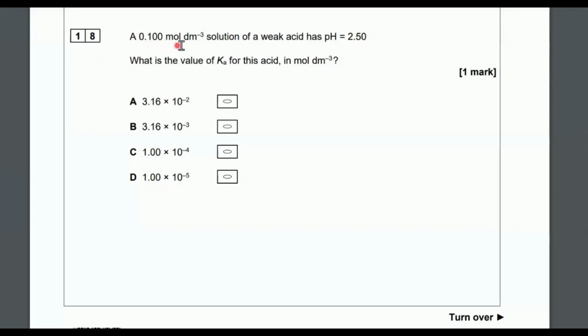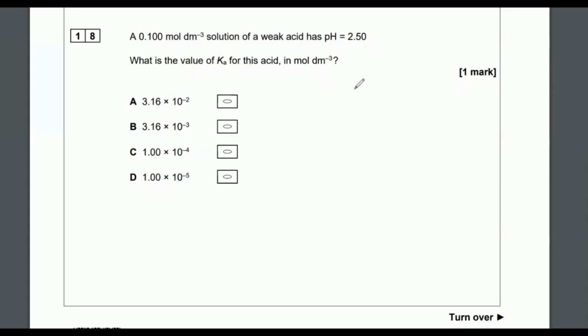Okay, question 18. We've got a 0.1 mole per decimeter cubed solution of a weak acid with a pH of 2.50. What is the value of Ka for this acid in mole per decimeter cubed? And it's worth 1 mark. All right, let's see if you can do that. Pause the video, have a go. Right, I'm going to go through the answer and explain how we get there.